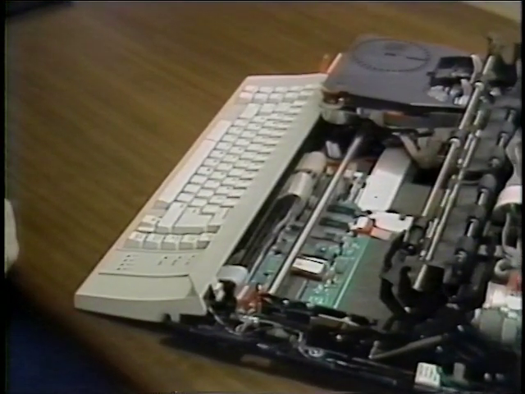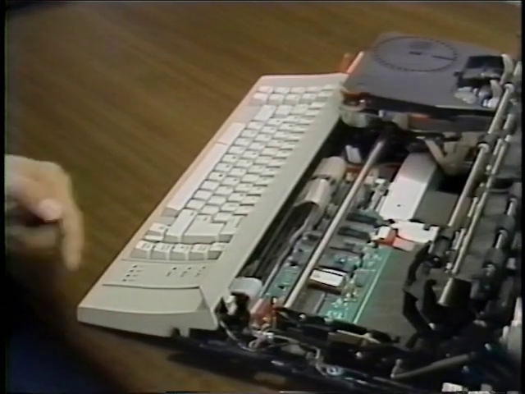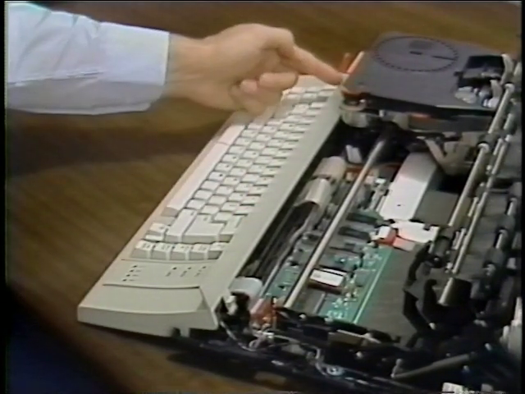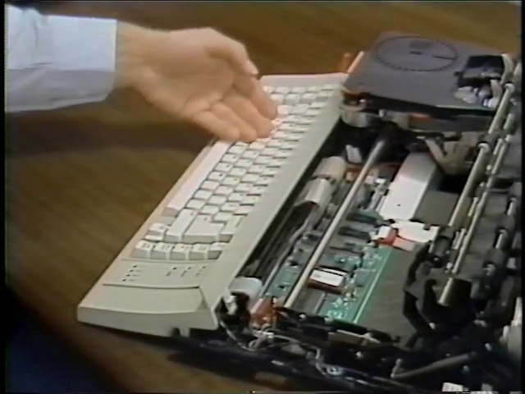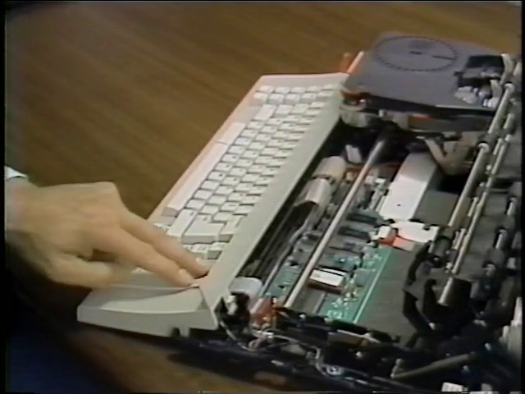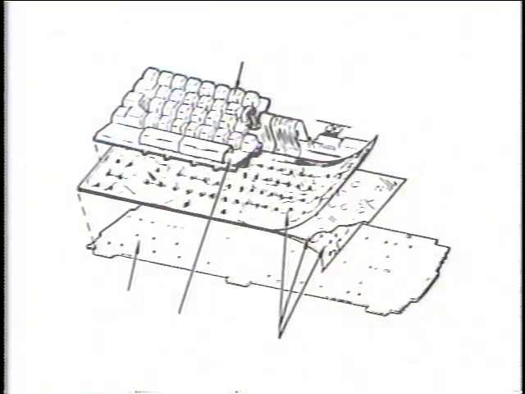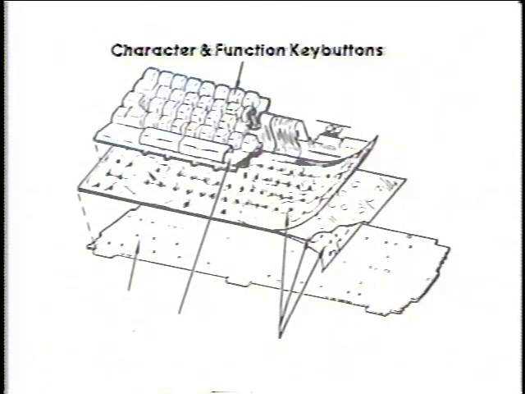The keyboard has the following replaceable parts: the keyboard cover FRU, the keyboard FRU, and the indicator panel FRU. The keyboard FRU is made up of the base plate, the keyboard frame, the membrane switch assembly, and the character and function key buttons.